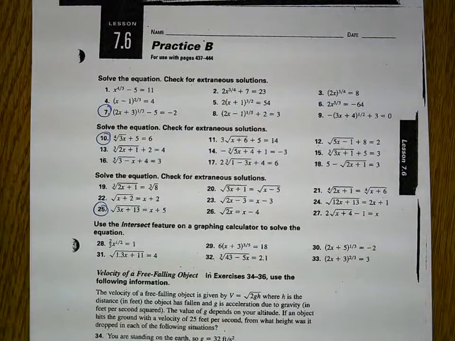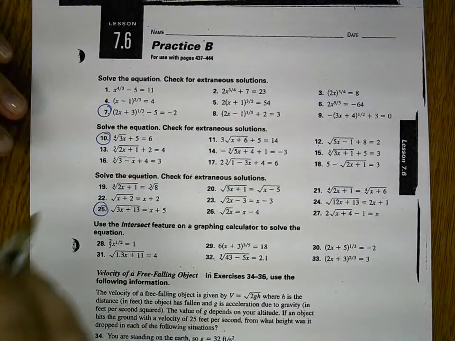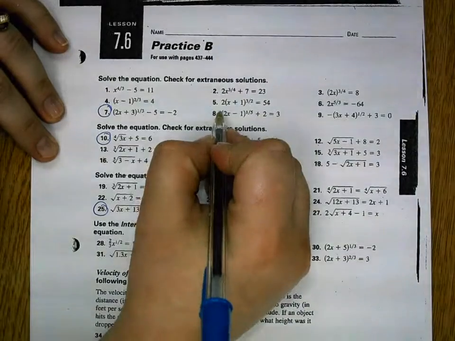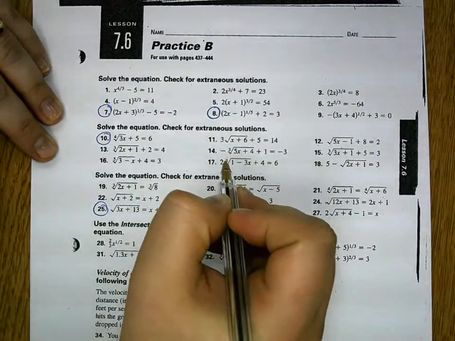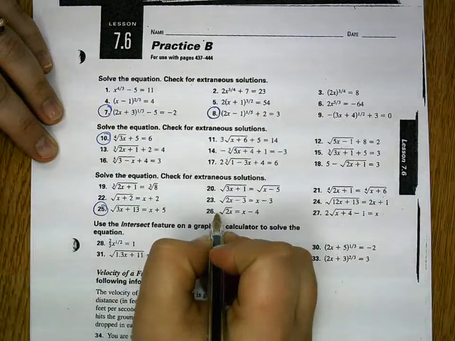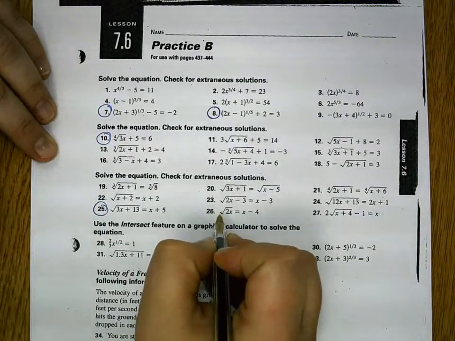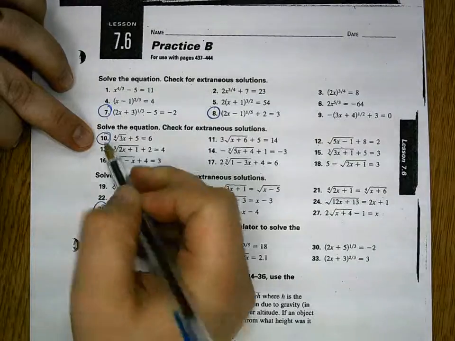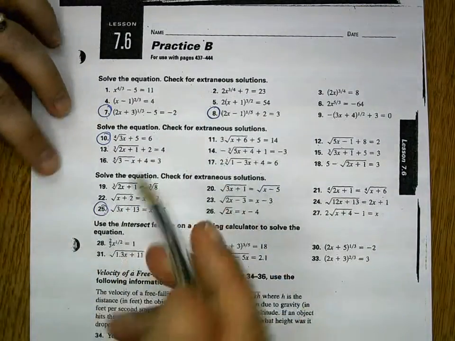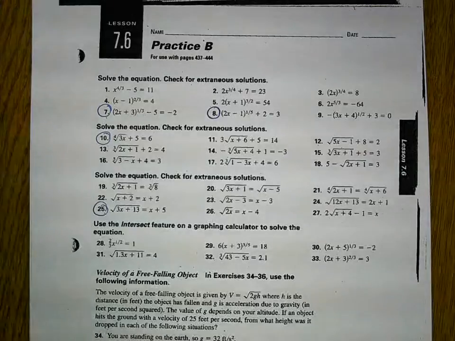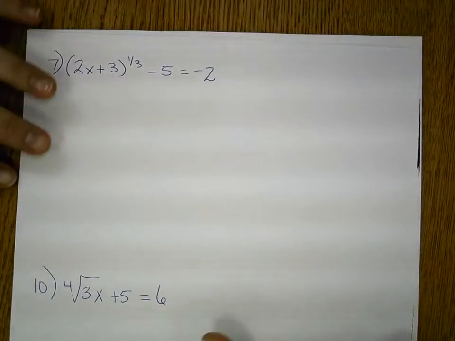And for the next part of your homework, you had to do lesson 7-6 practice B 1 through 33 odd. So what I'm going to do is some of the questions that you might have some issues with. I'm just going to pick a few here. I'm going to do number 7, number 10, and number 25 for you. Number 7.